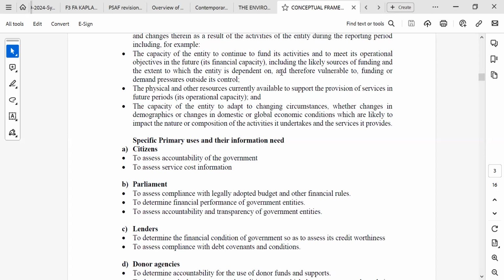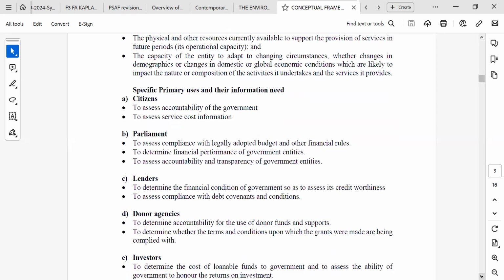So they also have to assess the compliance with debt covenants and conditions, and also to know the financial condition of government so as to assess its creditworthiness. We also have what we call the donor agencies.